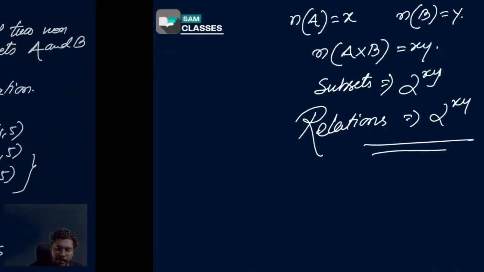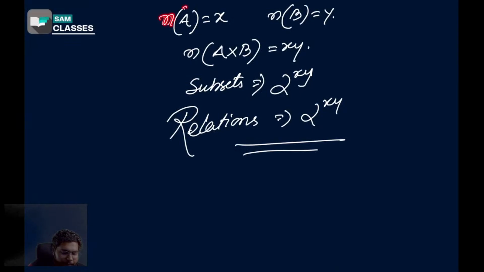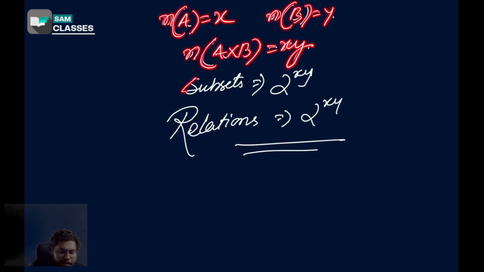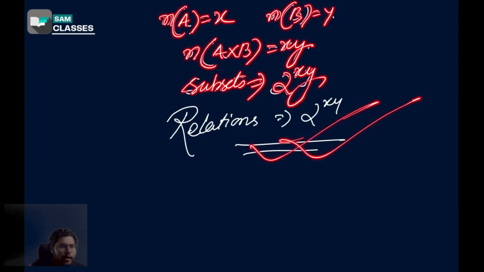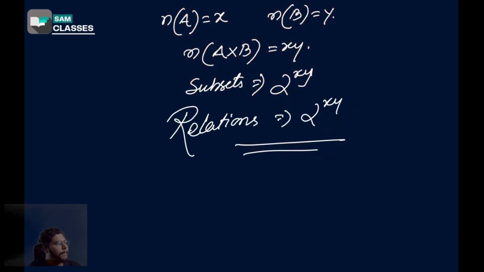Now one general formula. If the number of elements in A is x and the number of elements in B is y, the total number of elements in A cross B is x into y. Very simple. The subsets will be 2 power xy. Clear? So write this part down, everybody. Come on, fast.